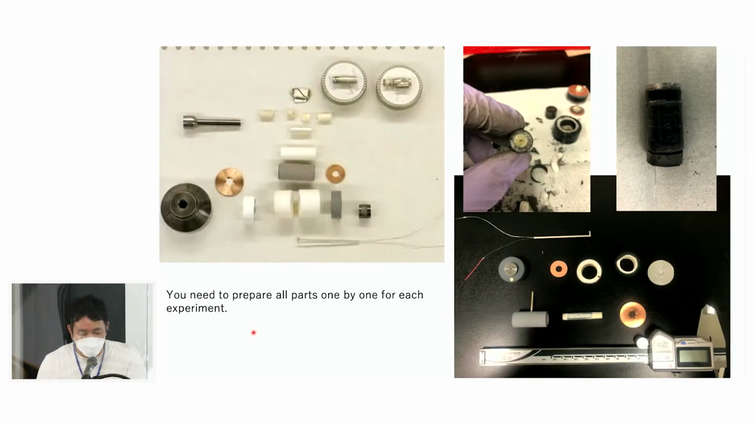To run the experiment, we need to prepare these small pieces of sample. The sample size is 6 millimeters in diameter. It's small, but compared to the diamond cell, it's large. But anyway, it's small.